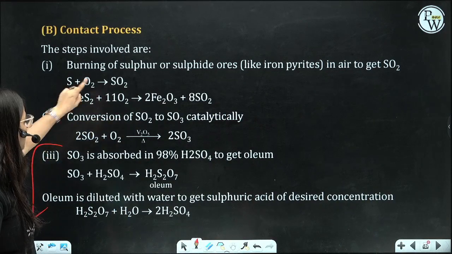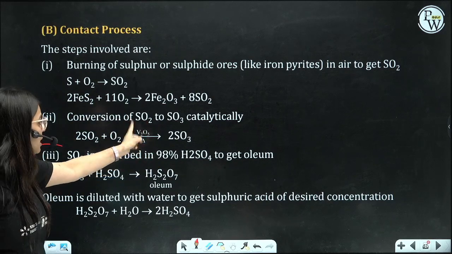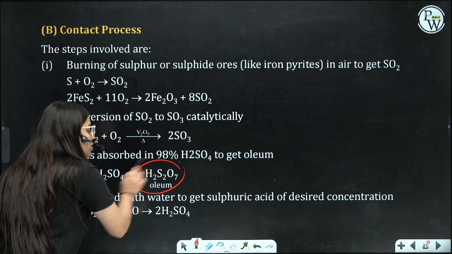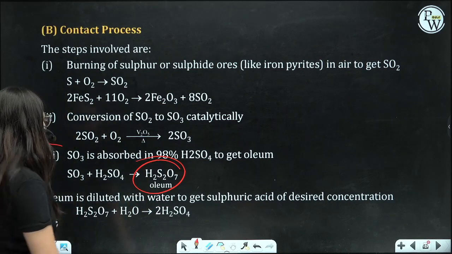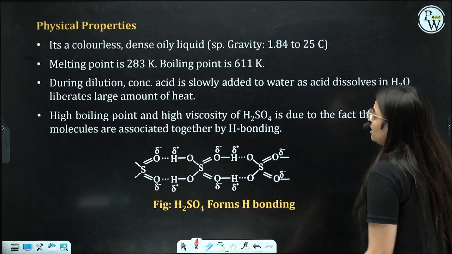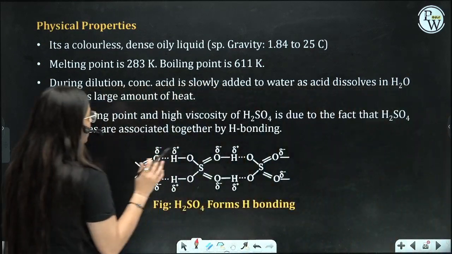Okay, and if SO2 is produced, it will further react with O2 to give SO3 in the presence of V2O5, and this SO3 will further react with H2SO4 to give you oleum, H2S2O7, which on further reaction with water will give you your product, that is H2SO4. Clear, everyone? Now we have a physical property: they are colorless, dense, oily liquid.